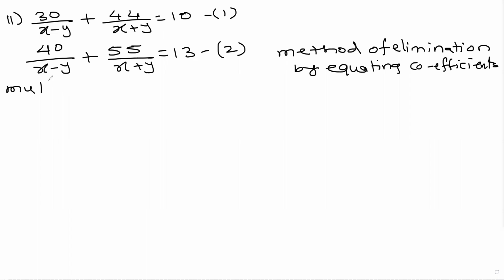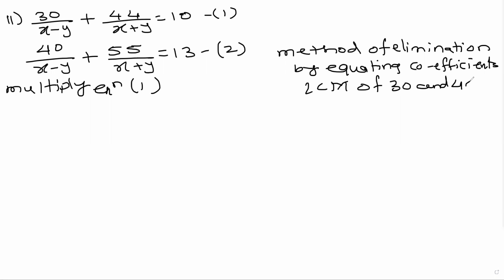So what we will do? We'll multiply equation 1. What is the LCM of 30 and 40? 120. Correct. LCM of 30 and 40 is equal to 120. So how do you make this 120? You will multiply by 4. You don't have to multiply by 40, you just have to multiply by 4. So multiplying equation 1 by 4, what do we get?